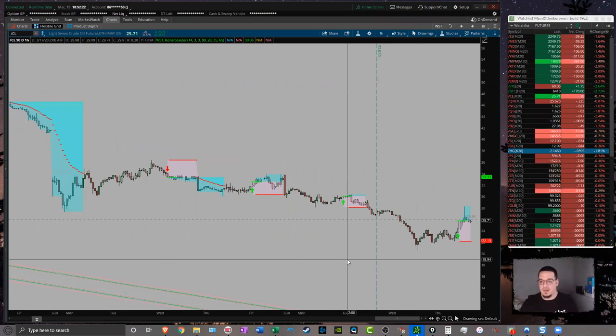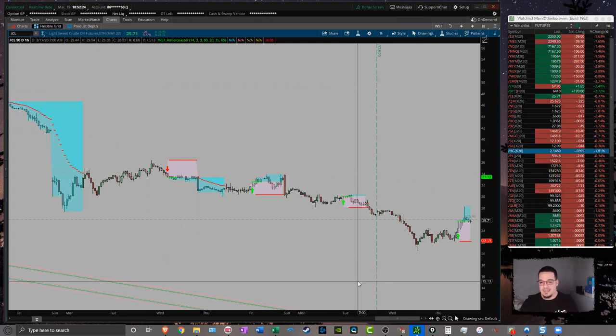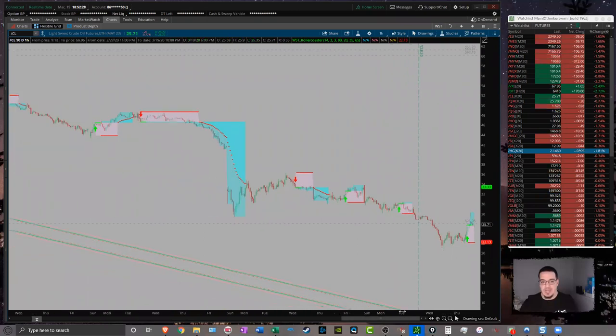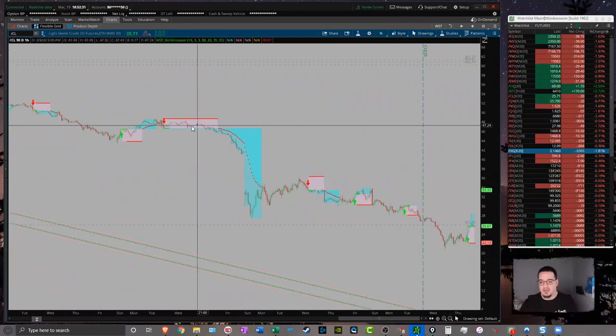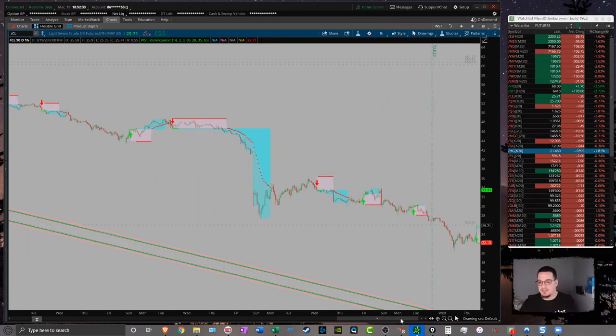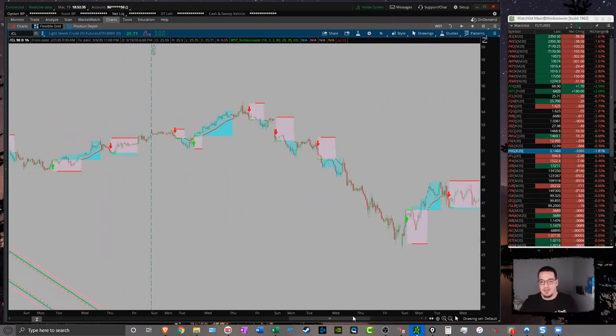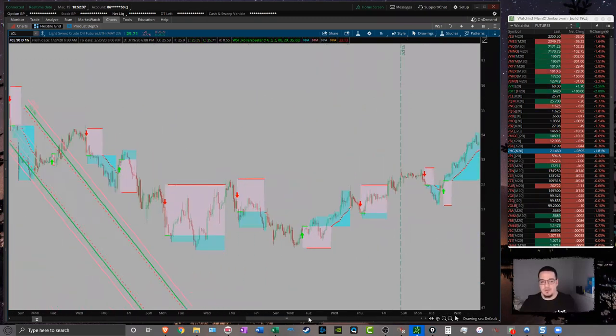Let's take a look at a 1 hour. I mean, can't knock it. It had this gigantic trade, call it lucky though. And some other trades, but you know, the 1 hour, we're swing trading now.